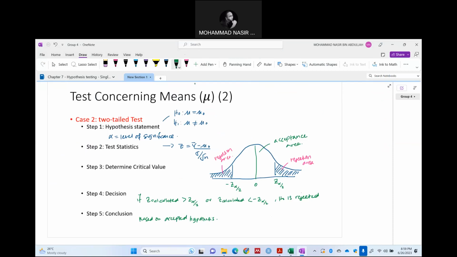If you are looking into the p-value, we need to calculate the p-value. So we do not need to shade the rejection or acceptance area. If p-value is less than alpha, the null hypothesis is rejected. So that is the only rule for p-value. If the probability value, p-value, is less than alpha, which is the probability of type 1 error, the null hypothesis is rejected.